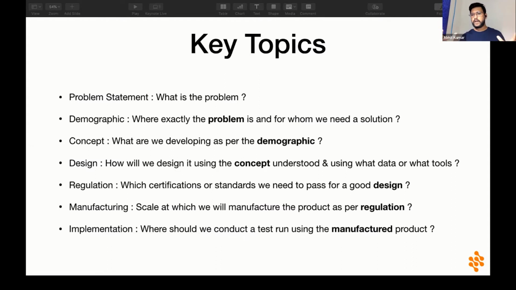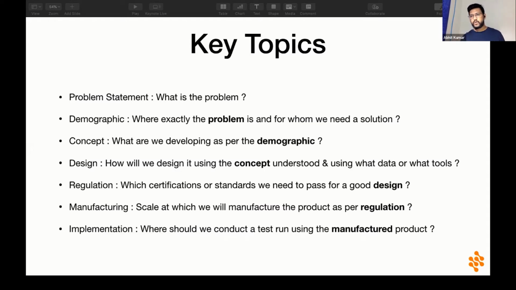Now that you have an understanding of the blueprint of the concept, the problem and the demographic, you come on to the design part of it, which is how will we design it using the concept that we have understood, the research material, whatever data we have absorbed. How will we design it?